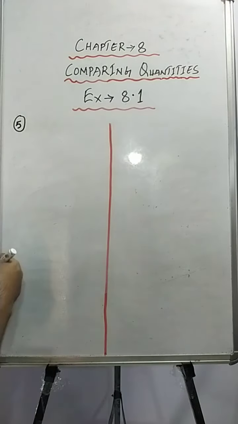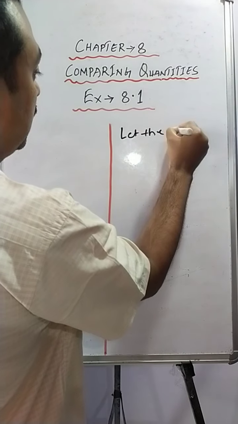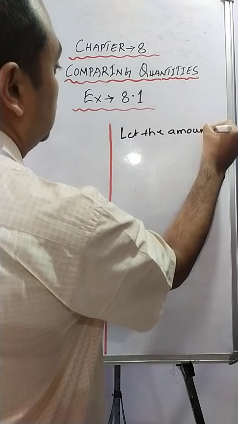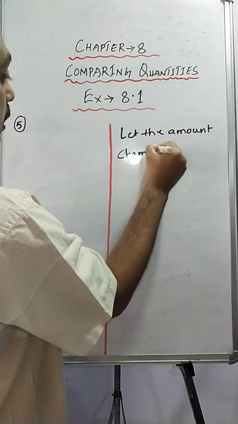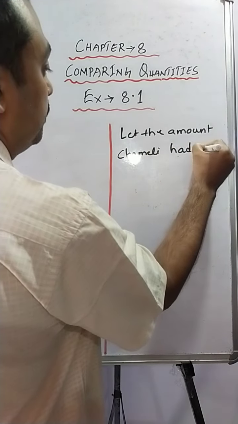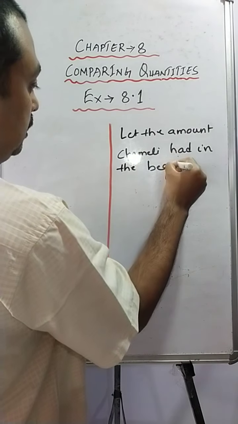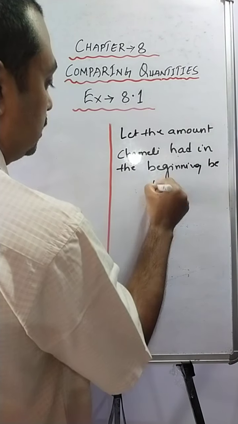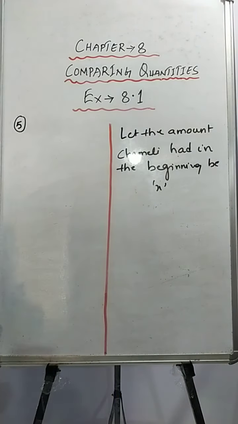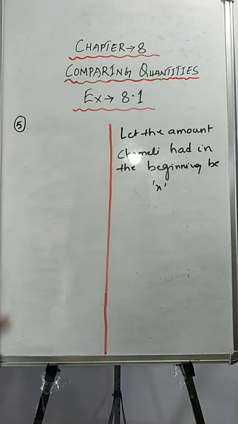Fine, so we'll let that amount first, that is, let the amount Chameli had in the beginning be X. So we have to find out the value of this. That is, what is X? Because we are not aware of this value, isn't it? Now we'll read the question again.